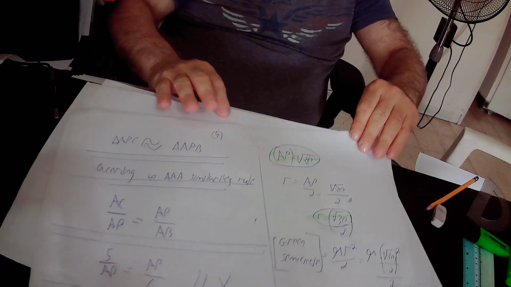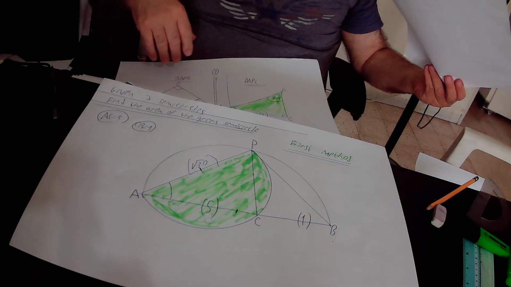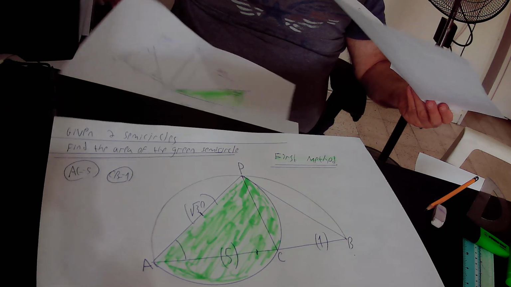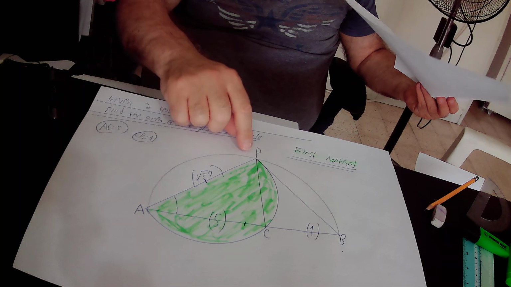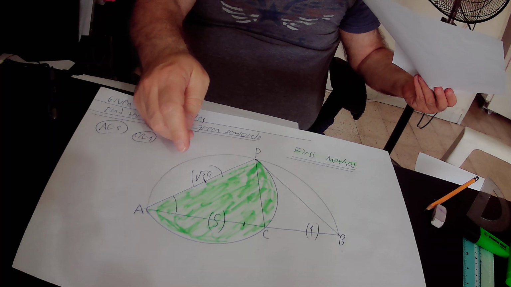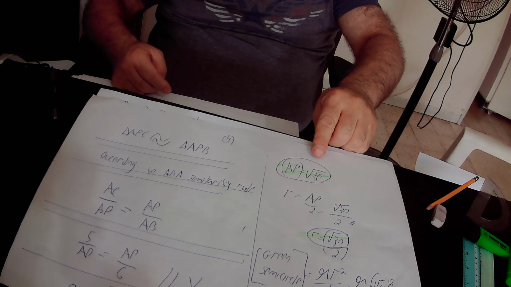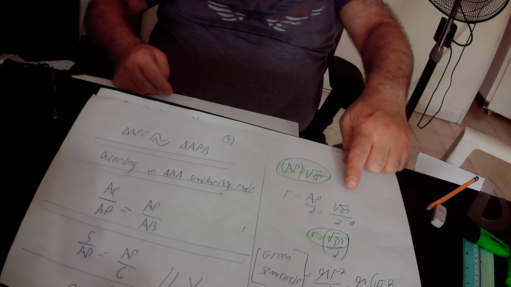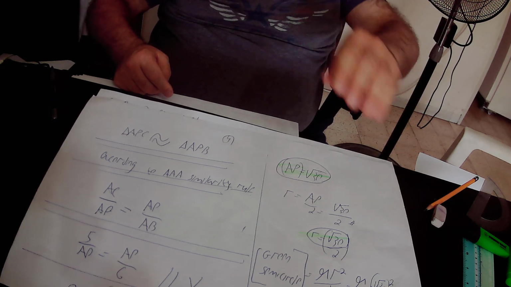AP is actually the diameter of this green semicircle. So we found out that the diameter AP equals the square root of 30 units in length, and the radius must be equal to half of it. The radius is AP over 2. Again, the diameter AP is square root of 30, therefore the radius is square root of 30 over 2.